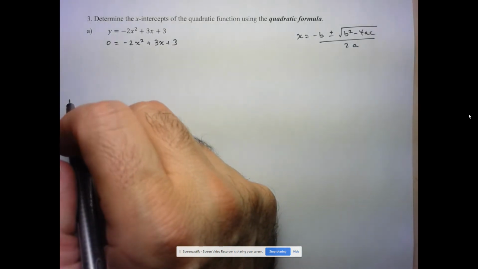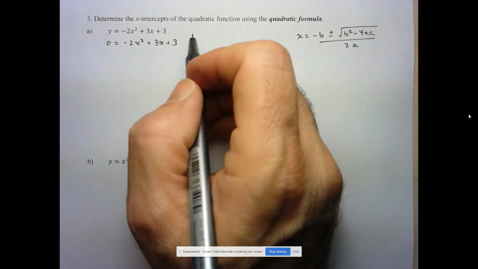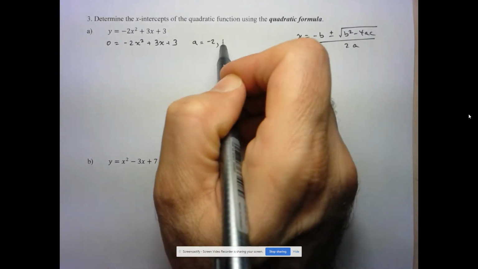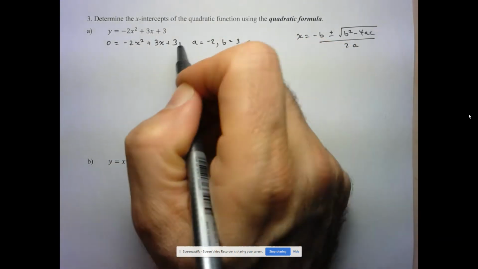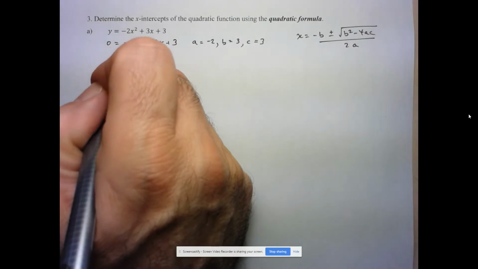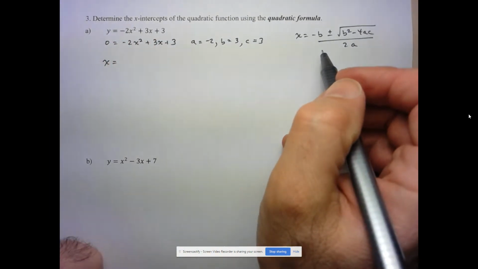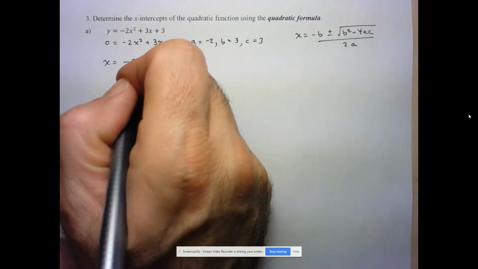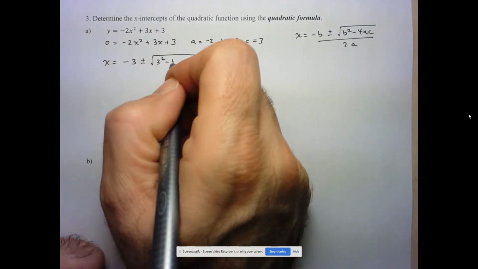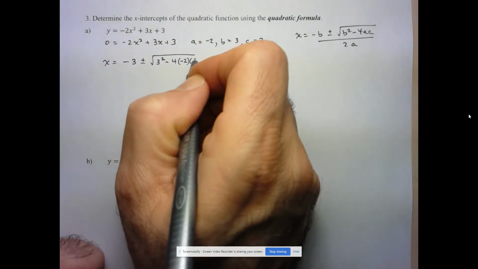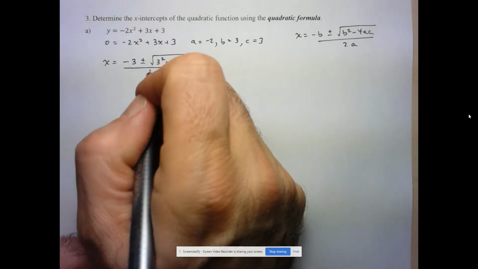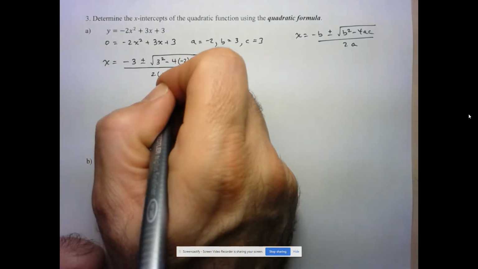Then what I might suggest at this point is to specify what the a, b, and c values are, just so that you don't make any mistake with the sign. So the a value here is negative 2, the b is equal to positive 3, and c is equal to positive 3. So that now all you're doing to solve this equation is inputting these values into the quadratic formula. Negative b, so negative 3, plus or minus square root of b squared, so 3 squared, minus 4 times a, which is negative 2, times c, which is 3, all over, and remember that this whole thing is divided by 2 times a, so 2 times negative 2.